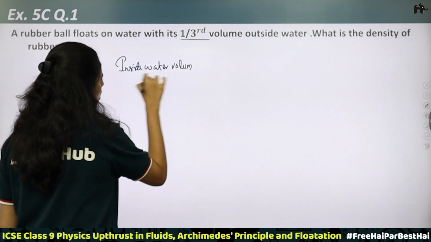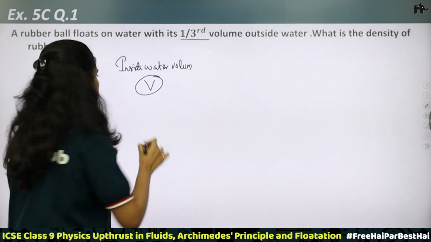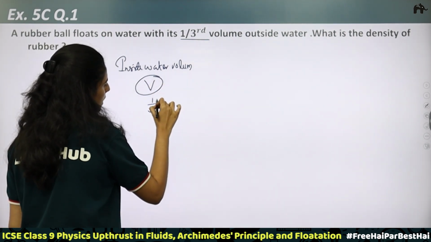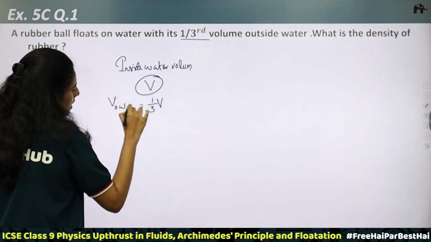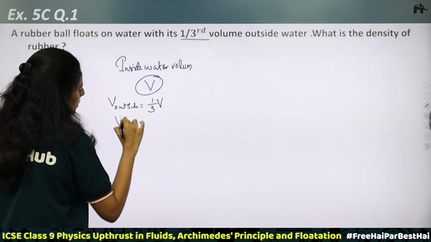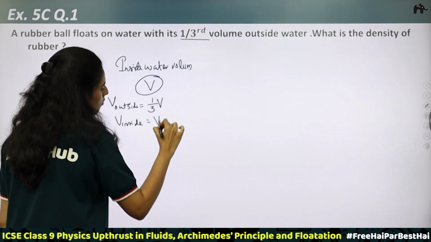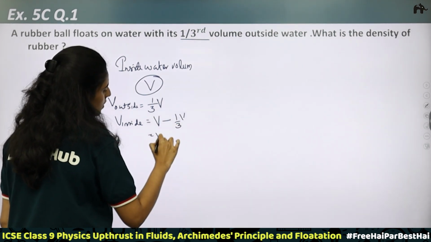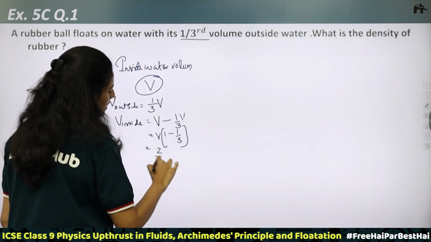Let us take the volume of the rubber ball as capital V. Outside water is 1/3, so 1/3 into V is the volume outside. So what is the volume inside? It will be equal to total volume minus the volume outside, 1/3 V, which is V into (1 minus 1/3), which is equal to 2/3 V.